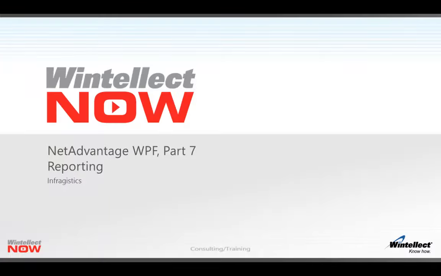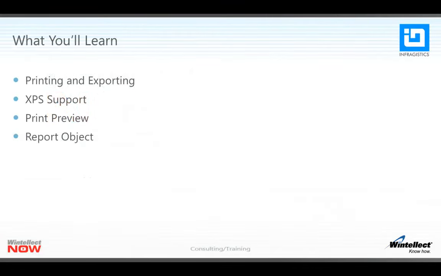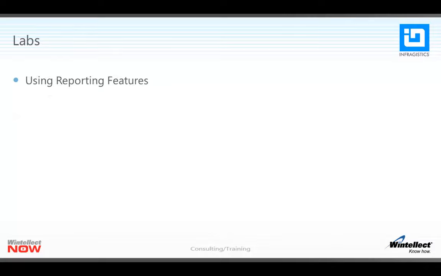Welcome to Chapter 7, Reporting. This chapter will cover the reporting engine. Topics include printing and exporting, XPS support, print preview, and the report object. This chapter contains one lab, using reporting features.